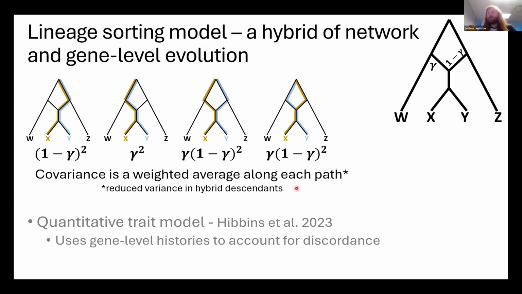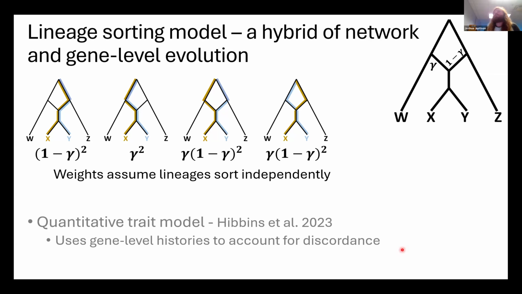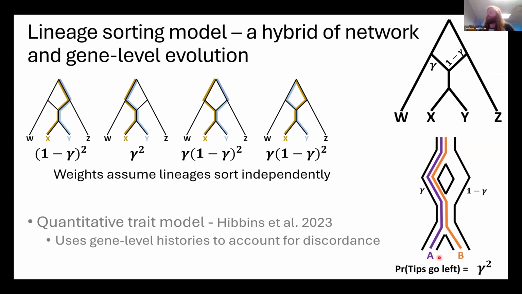It gets a little bit tricky when we're considering the variance. There's a reduced variance in hybrid descendants, and I'll talk a little bit more about this property when we talk about results, but just note that it's a thing. The other thing we might notice is that the weights are assuming that lineages sort independently of one another. So if we have two lineages here, to compute the probability of that path, it's effectively assuming that these lineages are independent at the time of that reticulation.